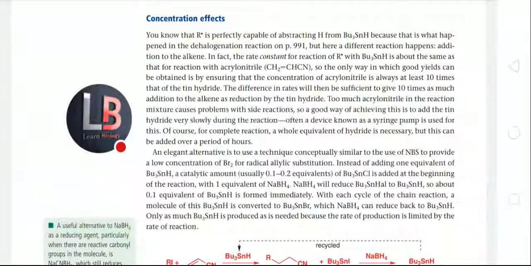With each cycle of the chain reaction, a molecule of this Bu3SnH is converted to Bu3SnBr, which NaBH4 can reduce back to Bu3SnH. Only as much Bu3SnH is produced as is needed, because the rate of production is limited by the rate of reaction.